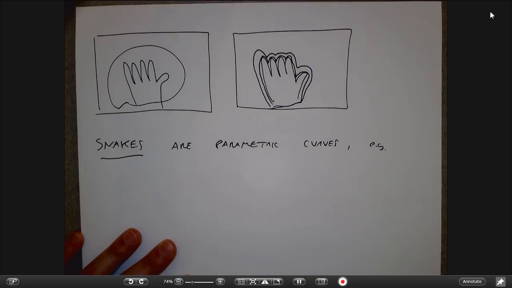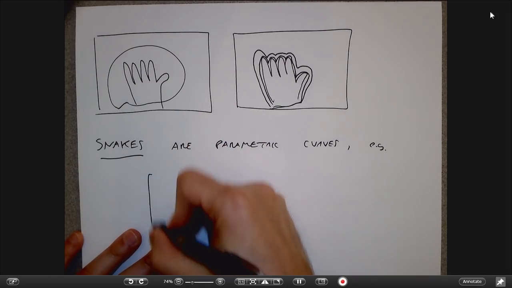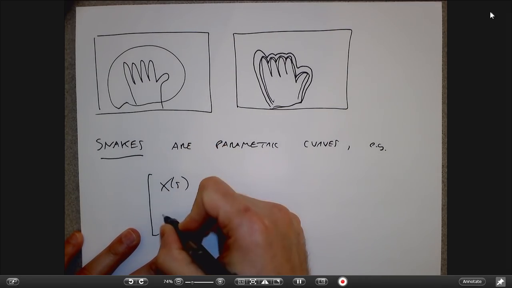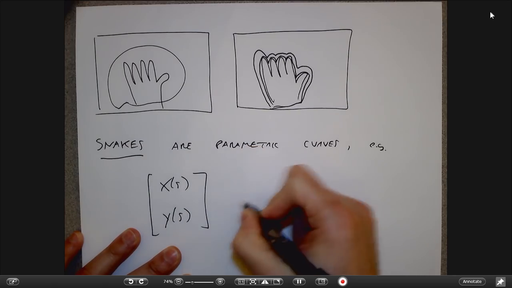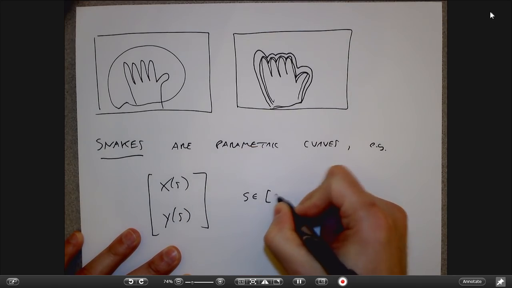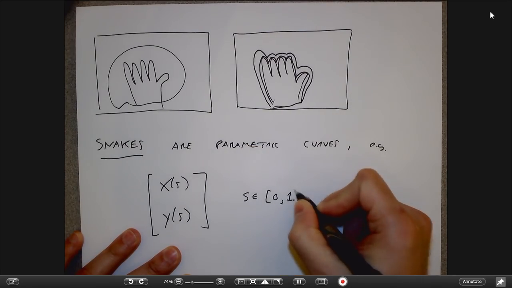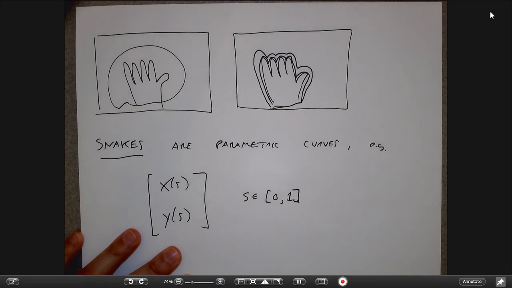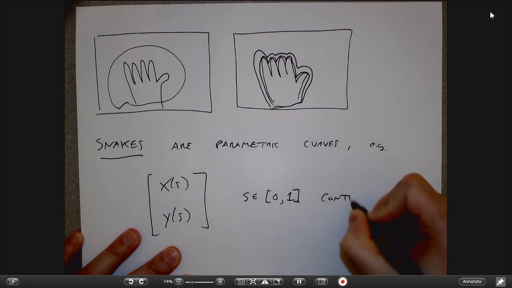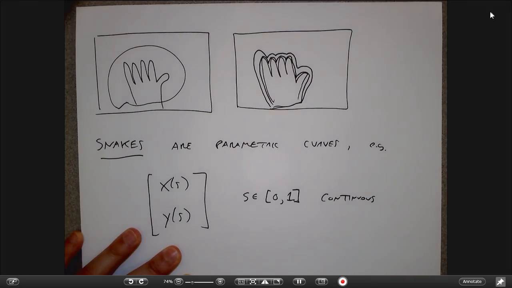For example, I have a function of x and a function of y, and a parameter, s, that goes between 0 and 1 continuously, right? And the idea is that as we change s smoothly, I trace out a closed contour in the plane, okay?